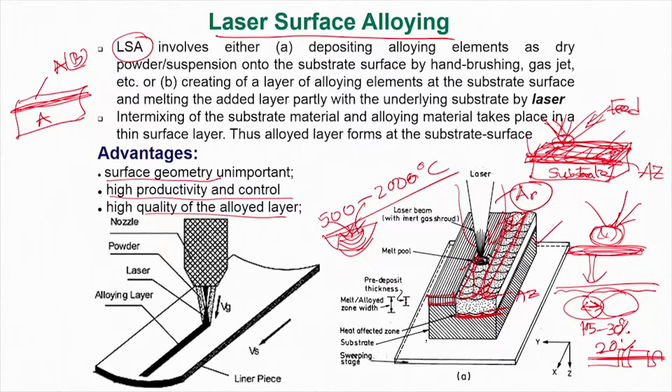So we need a few things. First of all, we need a substrate. We need either a pre-deposited or a co-deposited layer. We need a laser beam for melting, and the beam size is much smaller than the overall surface area that we want to cover.